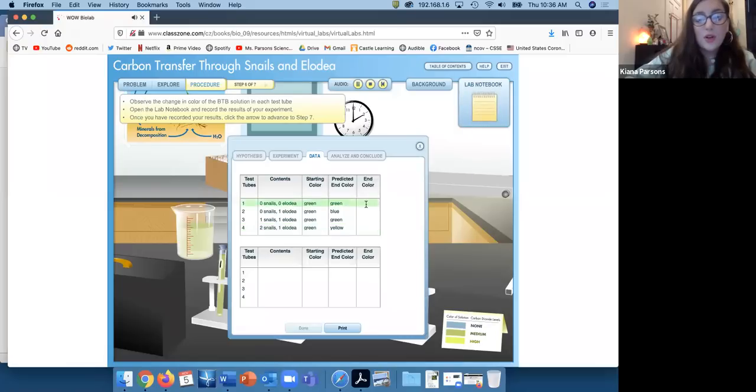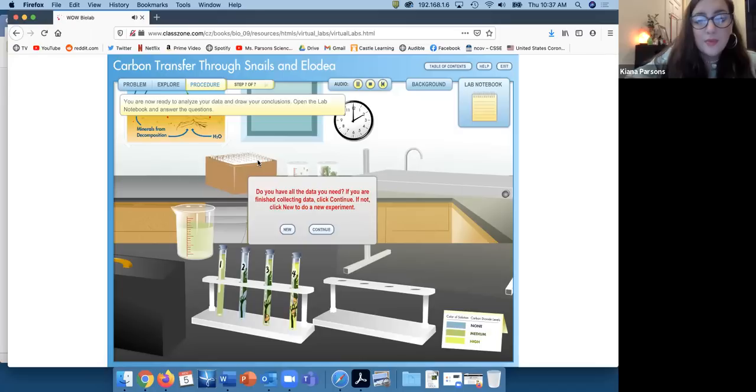So now, once you have recorded your results, click. The end color of the first test tube was green. The second test tube was blue, which indicates, again, no carbon dioxide. The third test tube was green again because there was a balance. And the fourth test tube turned yellow because there was so much carbon dioxide being output by those two snails, and it was only balanced by one elodea.